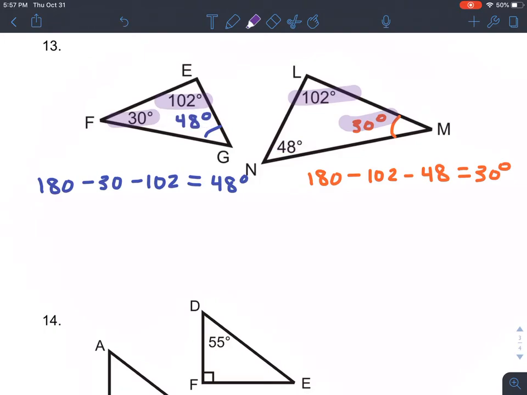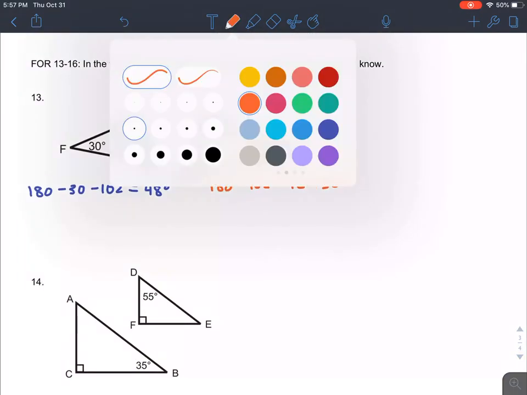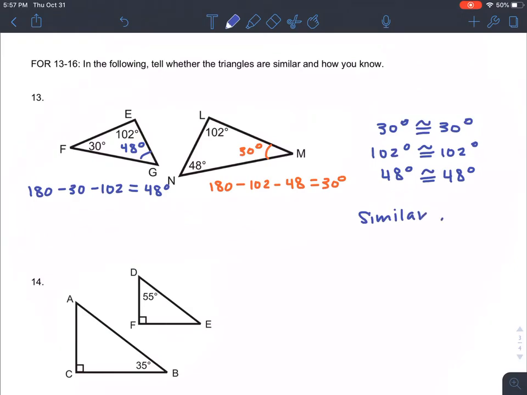So what that tells me is that these two triangles are similar because all of their angles are congruent. So I do have to write out that all of the measures are congruent. So 30 degrees is congruent to 30 degrees. 102 degrees is congruent to 102 degrees. 48 degrees is congruent to 48 degrees. So I have similar triangles. And that's it.